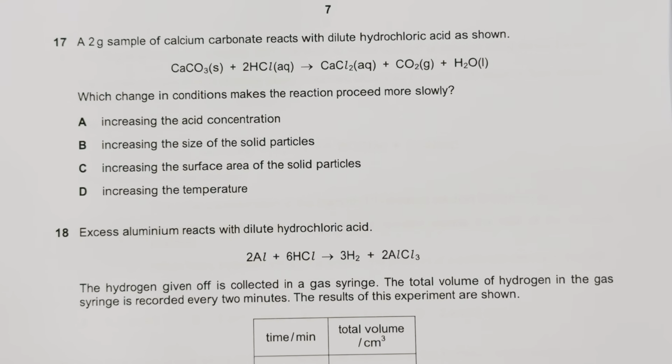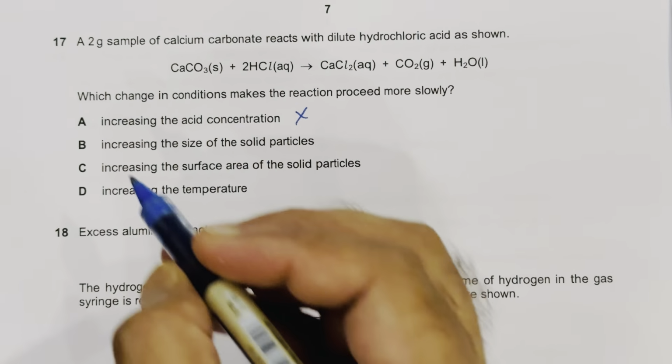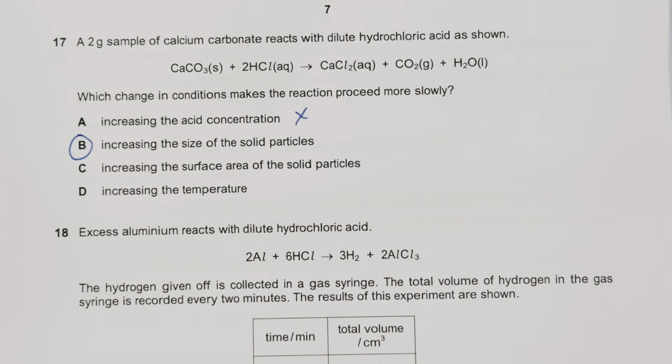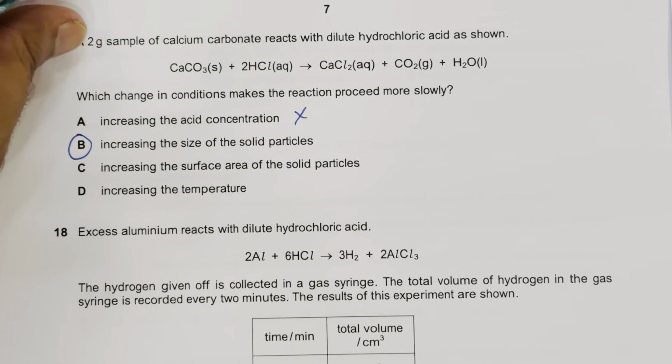Okay, increasing the acid concentration. If we increase the acid concentration, the reaction rate would increase. Increase the size of the solid particles. The bigger the size, the less surface area they have, so the rate of reaction would decrease. So this is the right option for question number 17. Moving to question number 18.